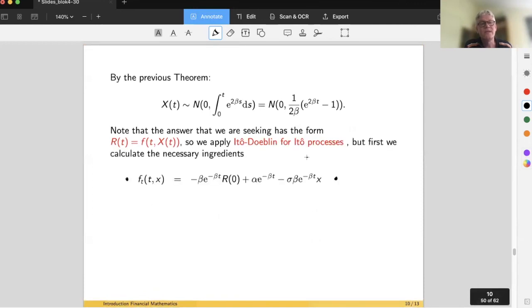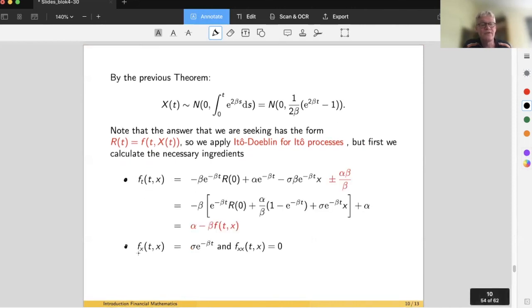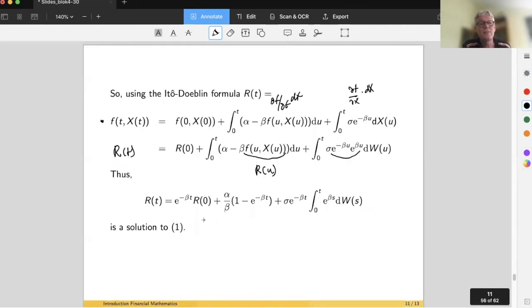So we started with 2. We did the Ito-Doeblin formula. We chose a particular function f. We chose a particular xt. We looked at the first derivative with respect to time, the first derivative with respect to space, and the second derivative. We applied Ito-Doeblin's formula and we ended up with equation 1. Starting with equation 2, rewriting it, ending up with equation 1. So indeed, our equation 2, rt equals e to the power minus beta t r0 plus alpha over beta times 1 minus e to the power minus beta t plus sigma e to the power minus beta t times the integral from 0 to t of e to the power beta s dws, is indeed shown by the Ito-Doeblin formula to be a solution to 1.